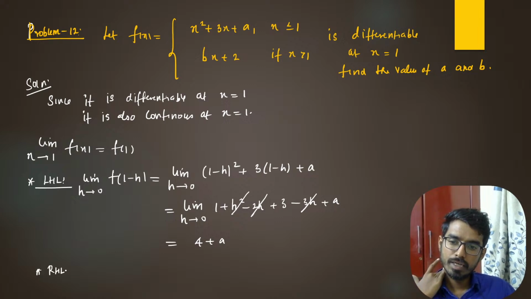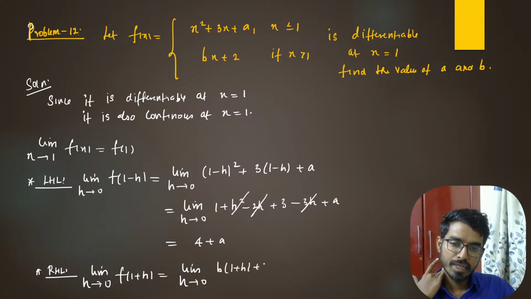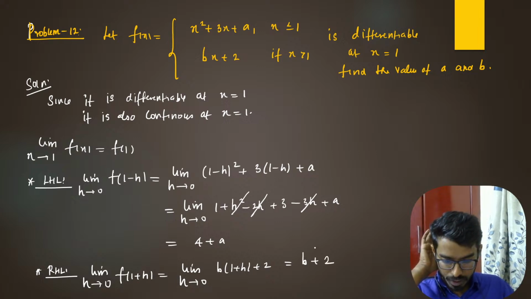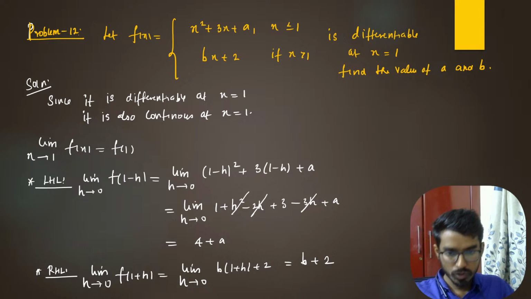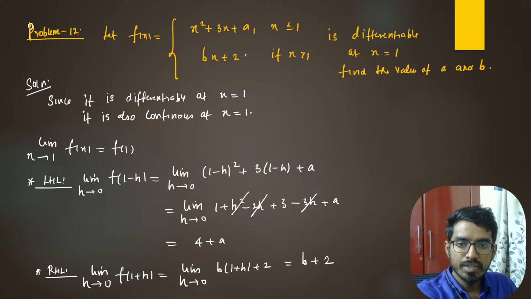Now we will find RHL. RHL is limit h tending to 0 f of 1 plus h. So limit h tending to 0 b into 1 plus h plus 2. See, these kinds of problems you're already familiar with, right? I'm just doing it directly. So when I put 0, you will have b plus 2. So b plus 2 is your RHL. Now what is f of 1? So f of 1 is here, right? F of 1 is also b plus 2.